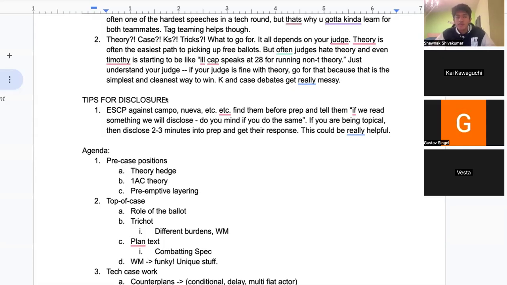But you do know if you're going to be defending a critical position. If you see the topic and you're like, okay, heck no, I'm not debating that, I'm going to debate something else, or you're like, holy shit, that topic is super capitalist, I'm going to be reading a K, I'm going to be prepping a K, then you can disclose that in prep time.